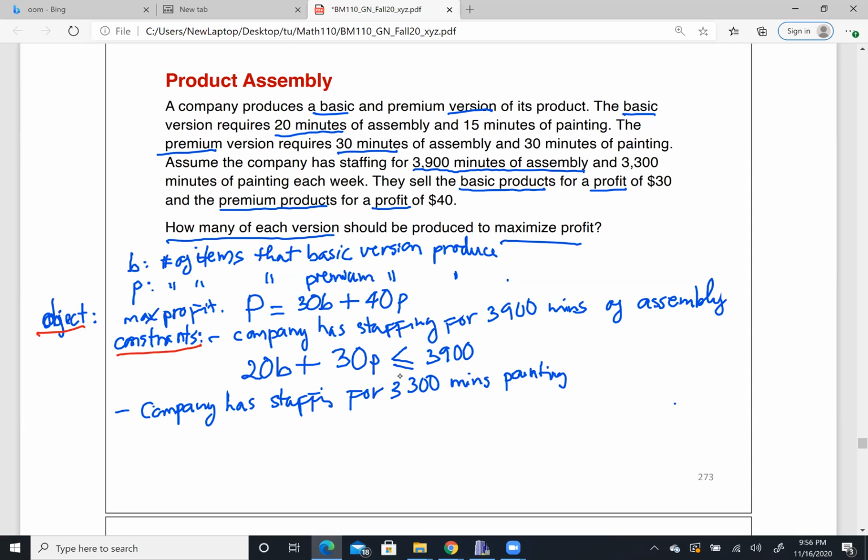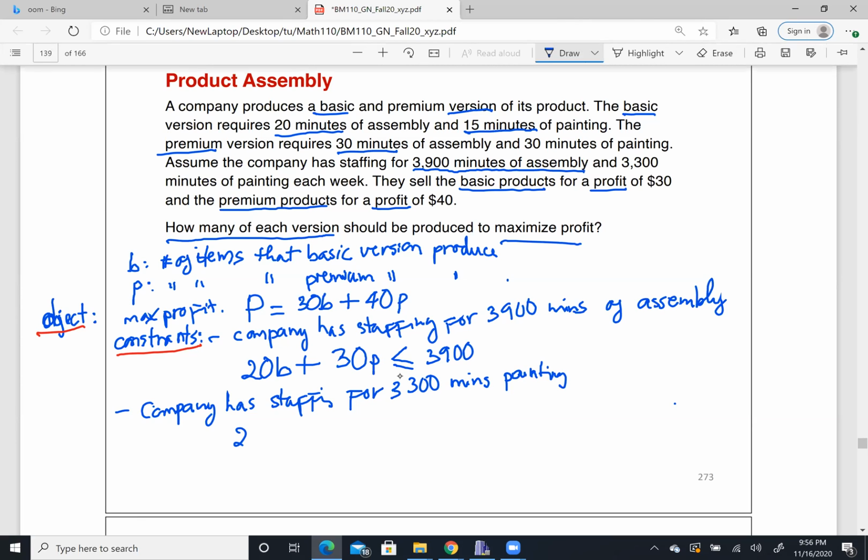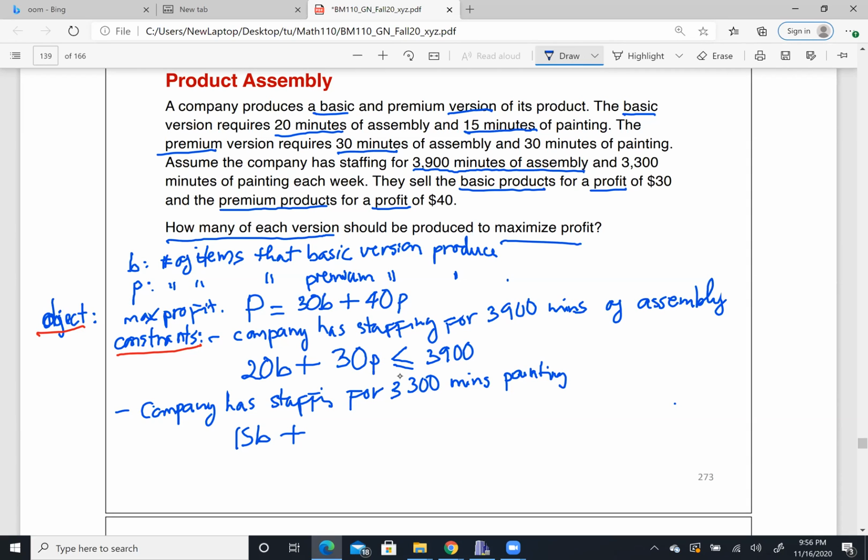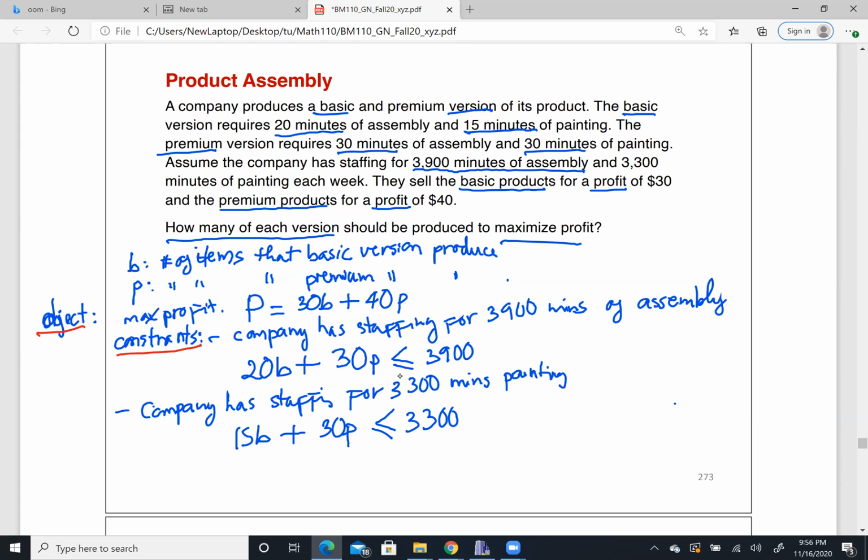I'm gonna use 15 minutes of painting for the basic requirement, so 15B, plus 30 minutes of painting for P. So 30P, and it should be less than or equal to 3,300. And that should be the second constraint. Okay, and so we're done with the third step.